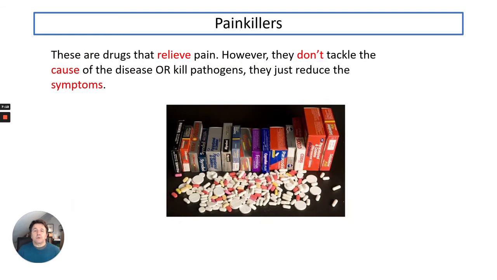Let's just briefly talk about painkillers. These drugs to relieve pain don't tackle the cause of the disease, they don't kill the pathogens, they just reduce the symptoms. So people might be feeling ill, but they feel a bit better if they take a painkiller.